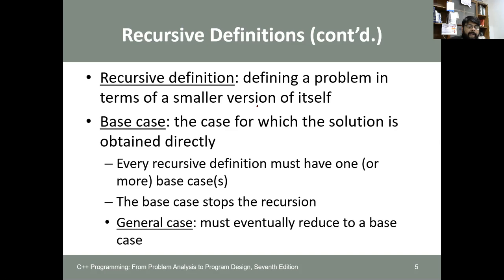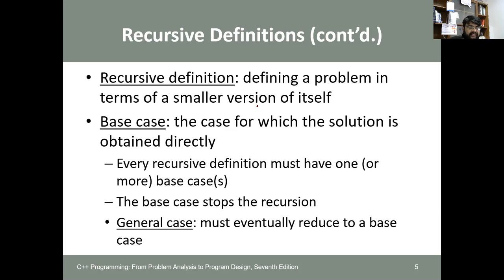That's the answer. Since the base case is clearly defined, you can say that the base case is the one that stops the recursion. It is not going to make a call to itself or simplify the problem any further, but just give you the solution and move on.